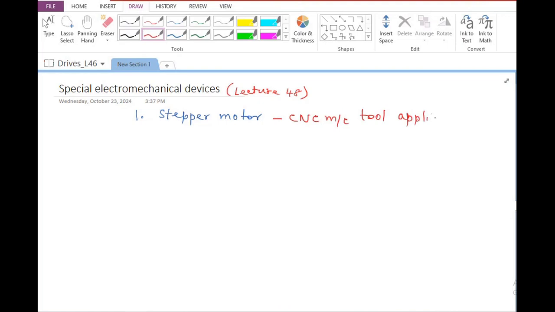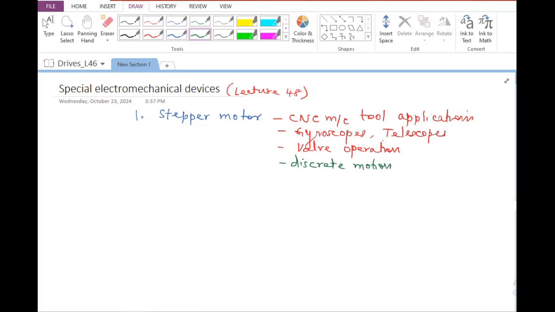And another application I would say is in gyroscopes, telescopes, and so on, where the lens can be adjusted. And in valve operation, whether the valve has to be closed or opened, in those cases stepper motor may be used. And generally, I should say stepper motors are used only for discrete motion, not for continuous motion. So this is one motor which we would be discussing.